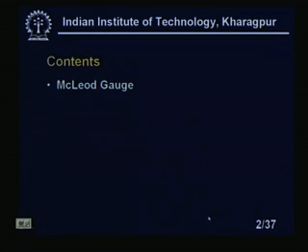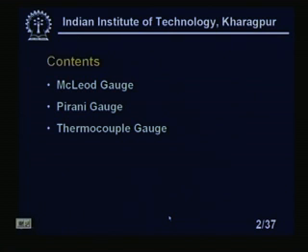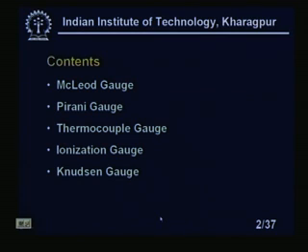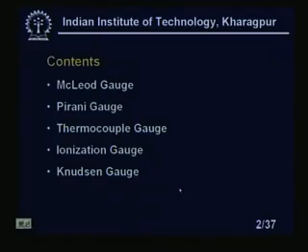The contents of this lesson are the Mcleod gauge. We will cover the Mcleod gauge, then the Pirani gauge, then the thermocouple gauge, ionization gauge and Knudsen gauge. You will see that these pressure gauges have different applications as well as different ranges of pressure measurement. It all lies between 1 torr to 10 to the power minus 10, 10 to the minus 12 torr.